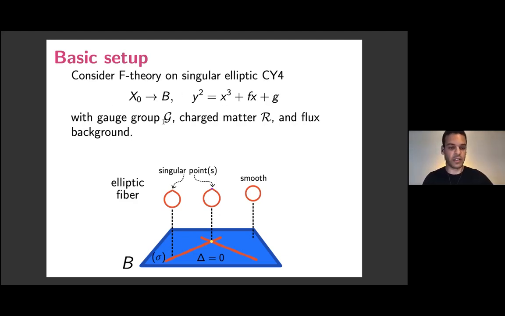And I'm going to focus my attention on F-theory models with gauge group G, some collection of charged matter, and a non-trivial flux background. So here's a very crude picture of the type of setup I'll be describing today. In this cartoon, this flat blue plane, I apologize for the crudeness of the picture, obviously should have some curvature associated to it, but in any case, this is supposed to denote the base of the fibration, and these red circles are the elliptic fibers, which develop singular points over particular subloci inside of the base.